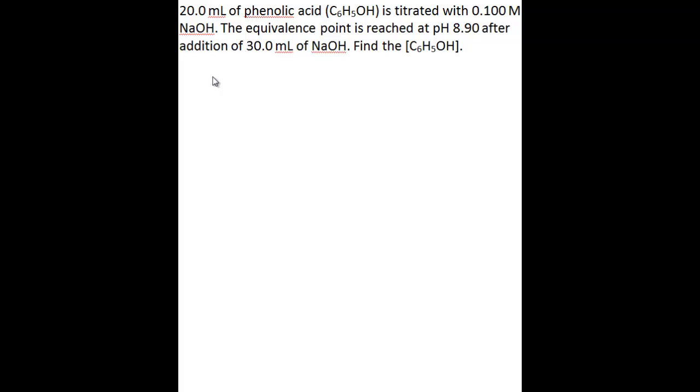So in the phenolic acid solution, prior to the start of the titration, you have phenolic acid donating a proton to water to give you a hydronium ion plus the conjugate base of phenolic acid, C6H5O-. So that's your acid dissociation. When sodium hydroxide is added, a neutralization reaction occurs.